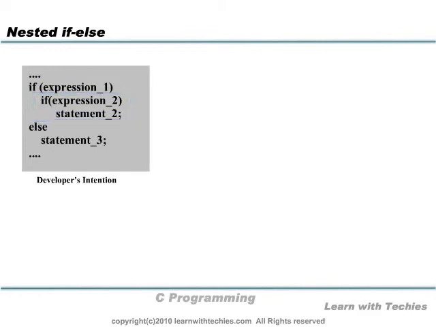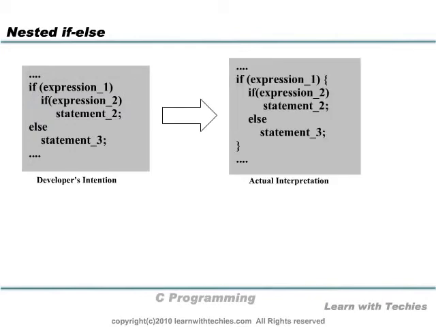As per the indentation, the developer assumes the else statement is associated with the first if statement. But it's not true. The actual interpretation by the compiler is shown on the right side. The else part is actually associated with the inner if statement. Such issues can happen easily, especially while using nested if statements. Hence I would always suggest you to use braces whenever you use any control flow constructs. It would be really tough to debug such issues. So try to avoid them in the first place itself.